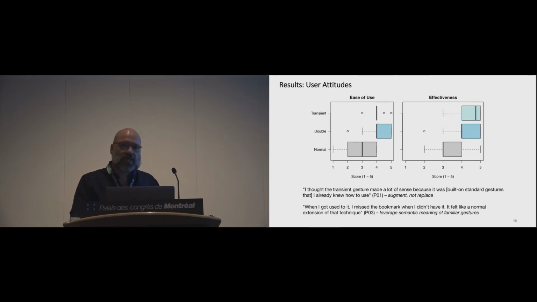And the last thing we did is we ran a short survey afterwards, asking people, on a 5-point Likert scale, to rate the techniques based on ease of use and effectiveness. We asked them to rank them as well, which I'm not going to get into. And as you can see, double tap and transient were both comparable in terms of ease of use and effectiveness, and both significantly better than standard pan and pinch to zoom. So users liked it. They liked it quite a bit.